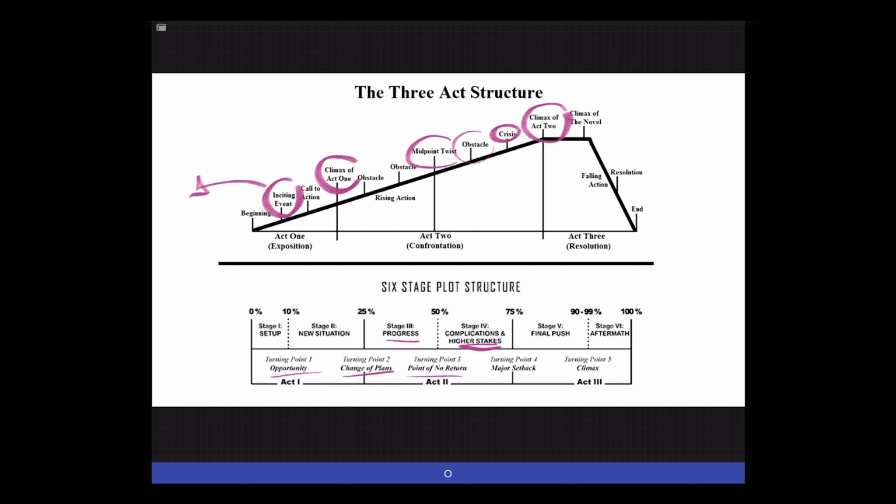This acts as both the final push and the climax of Act 2, where everyone's banding together, and then there's the big crescendo of all that action. And then the climax of the novel is basically like the ogre would be dead at that point. So that's the ogre being killed. That's like the end of the action, basically, the turning point 5 climax.